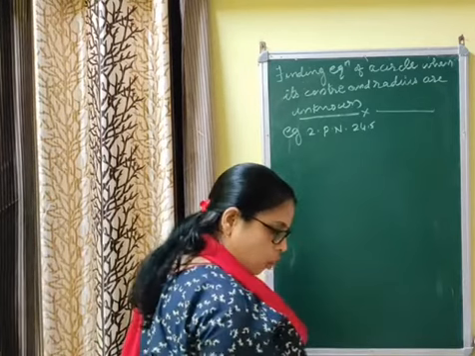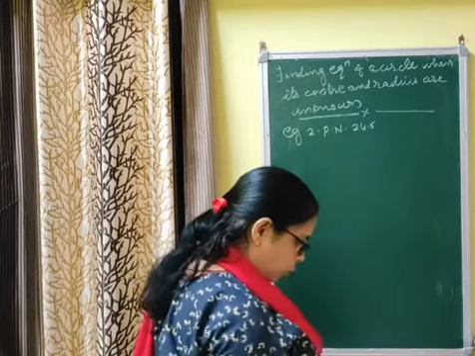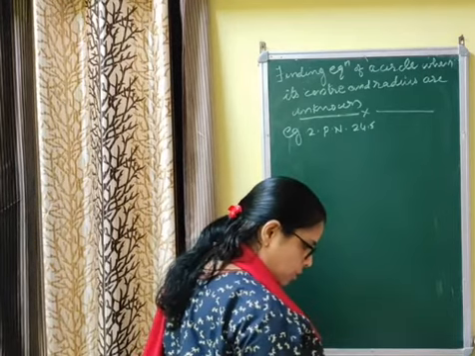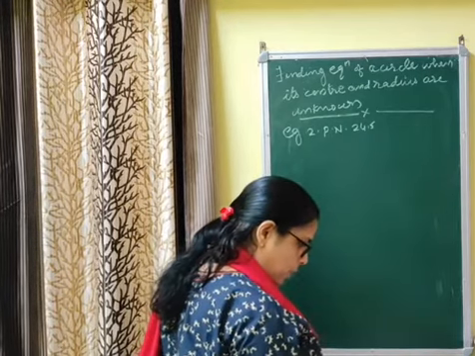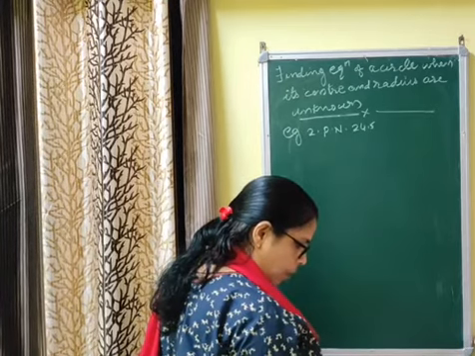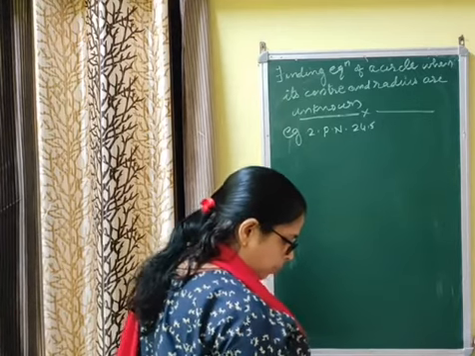Find the equation of a circle which passes through the point of intersection of the lines 3x minus 2y minus 1 equal to 0 and 4x plus y minus 27 equal to 0, and whose center is 2, minus 3.